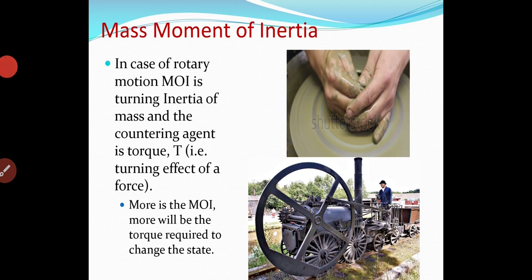Mass moment of inertia. In case of rotary motion, moment of inertia is the turning inertia of mass, and the countering agent is the torque T, the turning effect of the force. The more the moment of inertia, the more the torque required to change the state of rest or uniform turning motion. Here, I am giving you two practical examples which you may have come across.